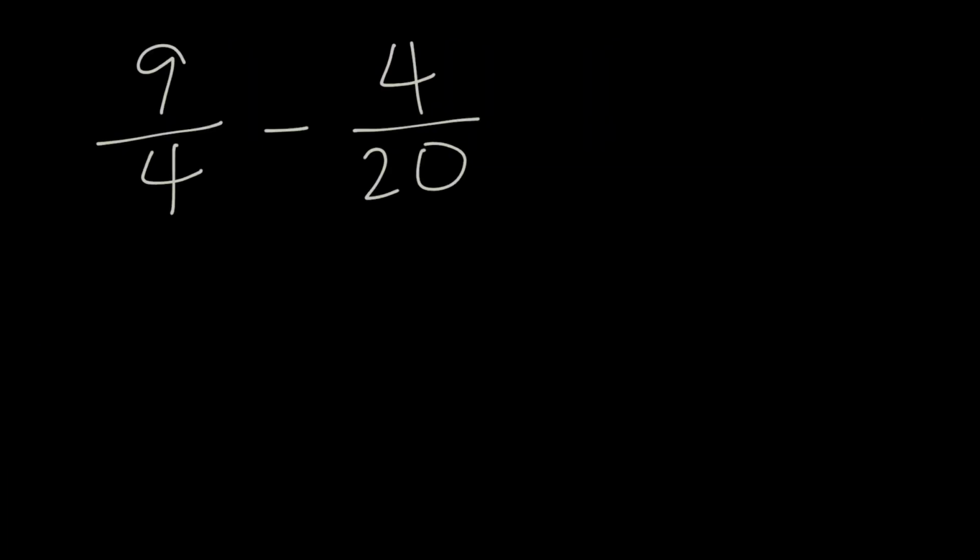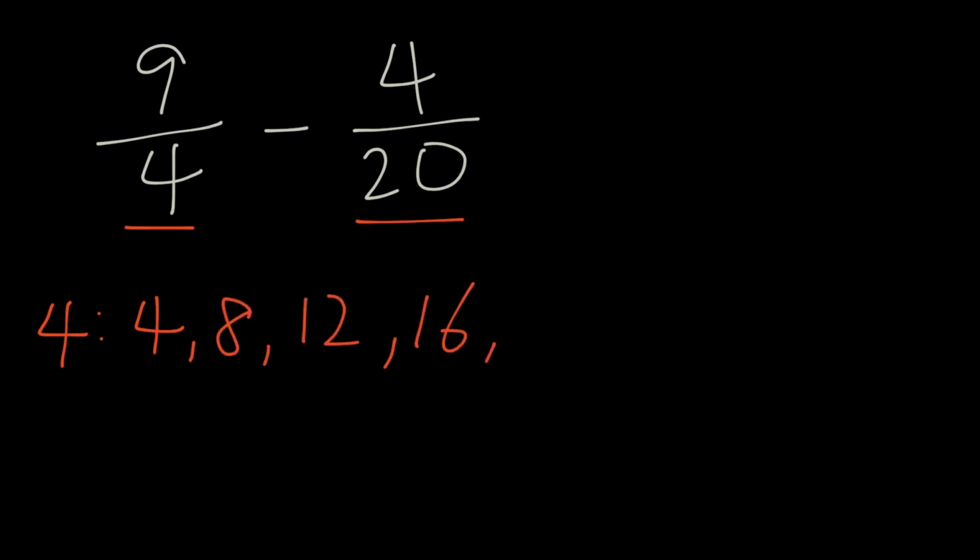Here is another example. We will find the common denominator of 4 and 20. Again, we'll go ahead and write out the sequence of numbers. 4 times 1 is 4, 4 times 2 is 8, 4 times 3 is 12, 4 times 4 is 16, 4 times 5 is 20. And for 20, we have 20 times 1 is 20, 20 times 2 is 40. But wait, we already found the common denominator.